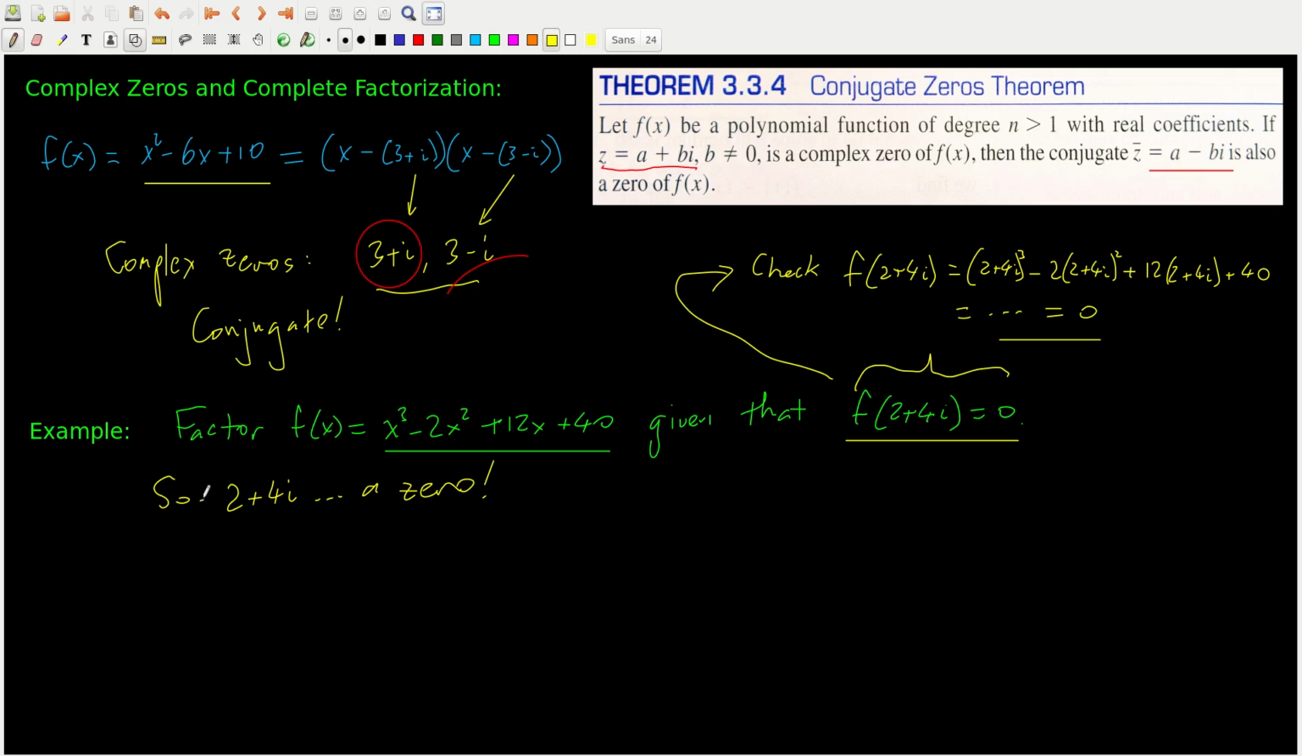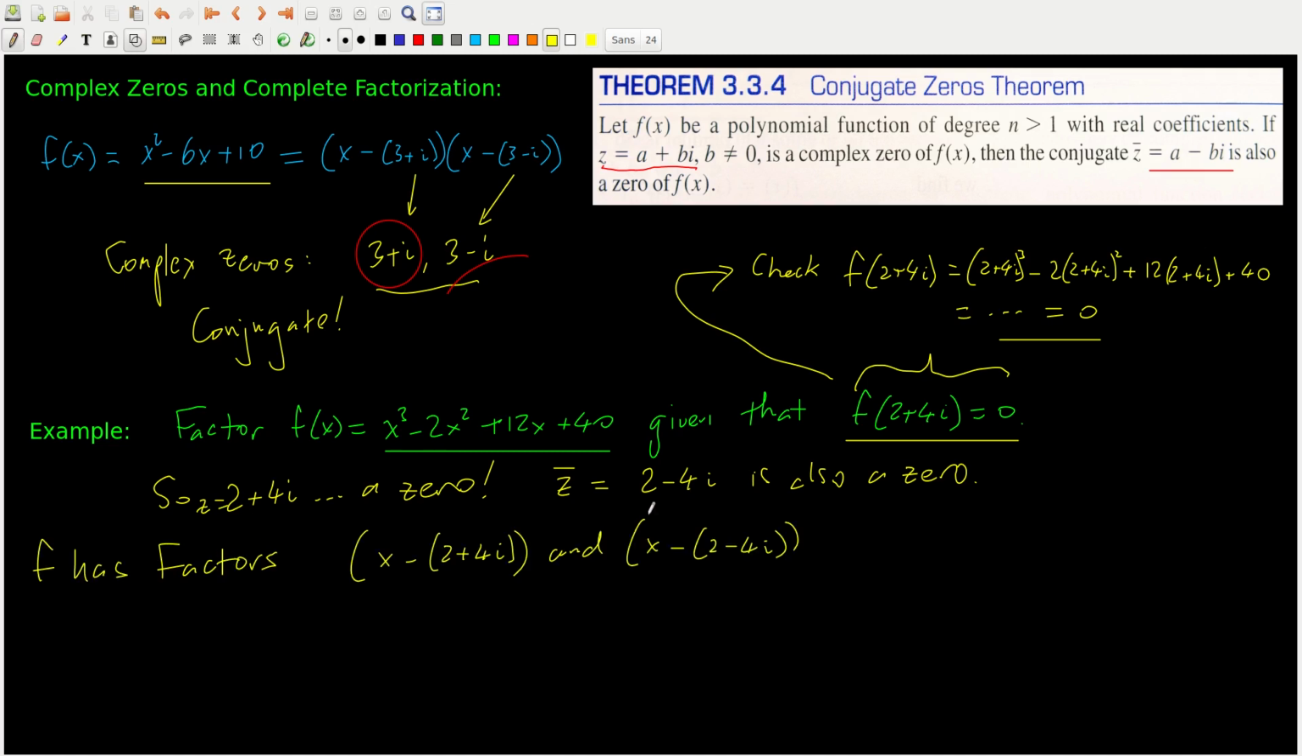Let's call it z. It's a complex zero. That means z bar, according to the complex conjugate theorem, is also a zero. So 2 minus 4i is also a zero. So using what we saw in the previous examples, I could take the factors. That tells us that f has factors given from those two zeros. So each zero corresponds to a factor, x minus c. I've just put the two things there.